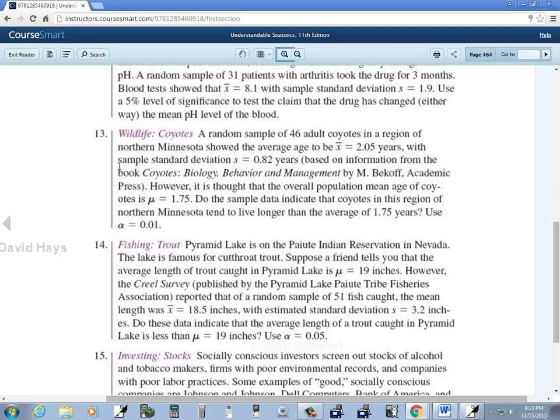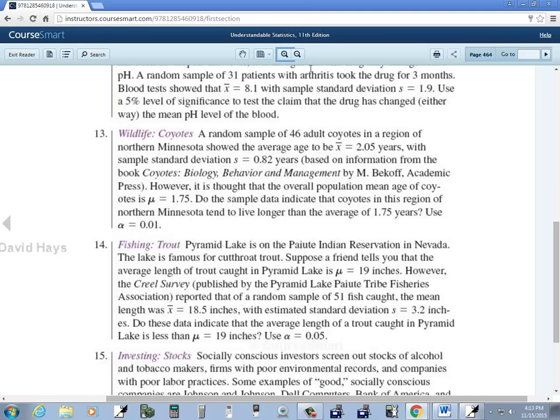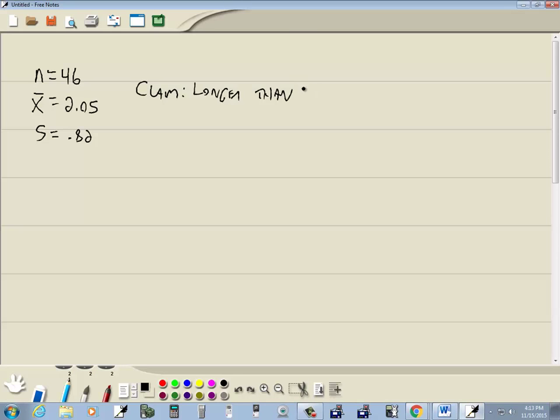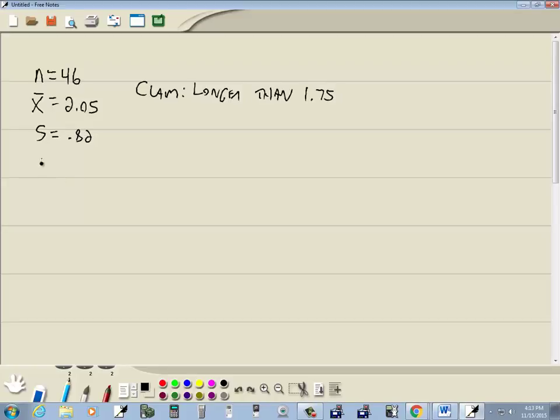Based on information from the book, however, it is thought that the overall population mean age of coyotes is mu is equal to 1.75. Do the sample data indicate the coyotes in this region of northern Minnesota tend to live longer than the average of 1.75? That looks like our claim right there. So longer than 1.75. And it says use alpha is equal to 0.01.